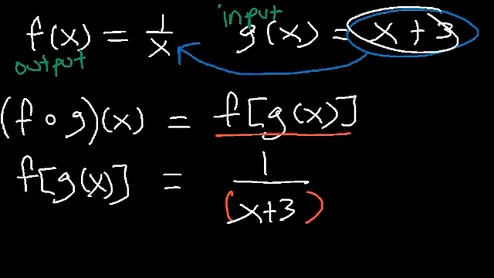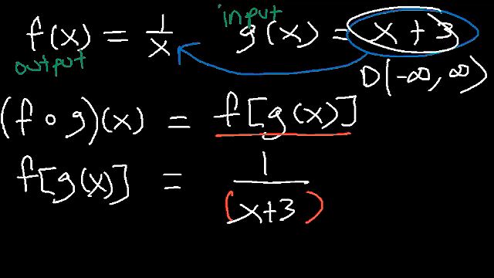Now for g of x, it's simply x plus 3. We don't have any fractions, we don't have any radicals, no logarithms. So if you have a polynomial without any fractions, the domain will be all real numbers. So the domain for g of x is from negative infinity to infinity. There's no restrictions on the input g function.